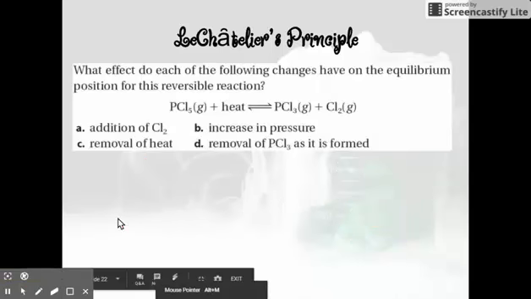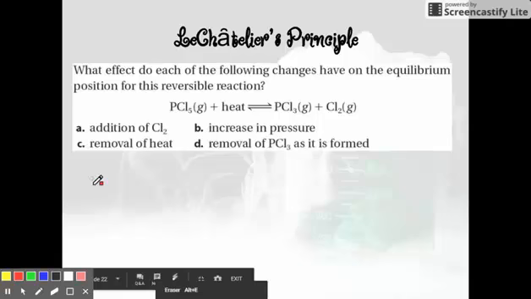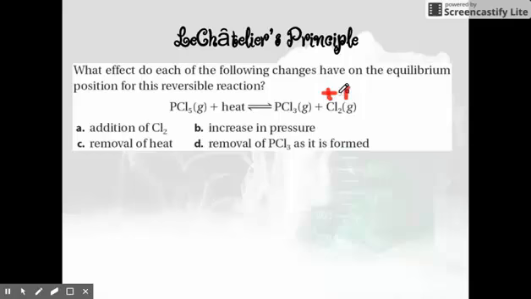So let's look at this example reaction. What effect do each of the following changes have on the equilibrium position for this reversible reaction? So let's look at A. If we add more chlorine, we're going to add more things to this side. So if we have too much on our right now, it's going to shift to our left. So we're going to make more reactants. So you can say it shifts left or it shifts towards the reactants.